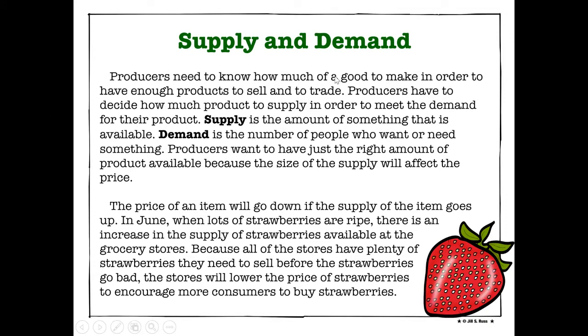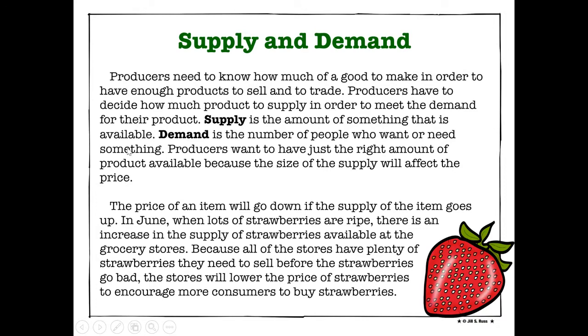Producers need to know how much of a good to make in order to have enough products to sell and to trade. So think about that. They have to know how much people want in order to make enough of those items. Producers have to decide how much product to supply in order to meet the demand for their product. Let's talk about it. Supply is the amount of something that is available. Demand is the number of people who want or need something.